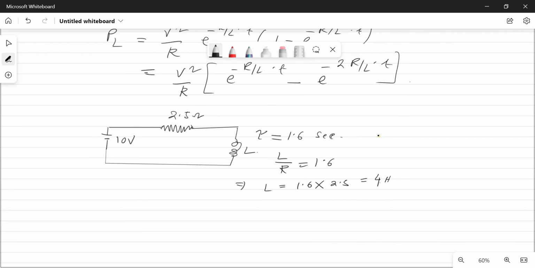So current I is equal to V by R into 1 minus e to the power minus R by L into T. So this is equal to 10 by 2.5 into 1 minus e to the power minus T by tau.